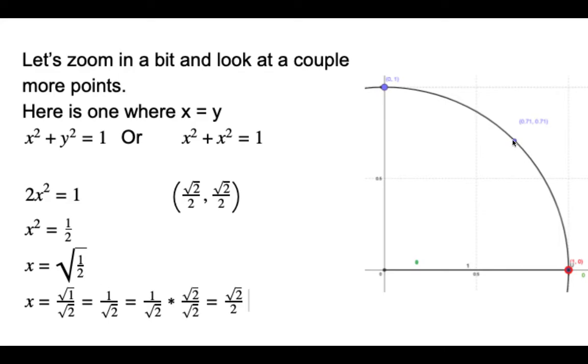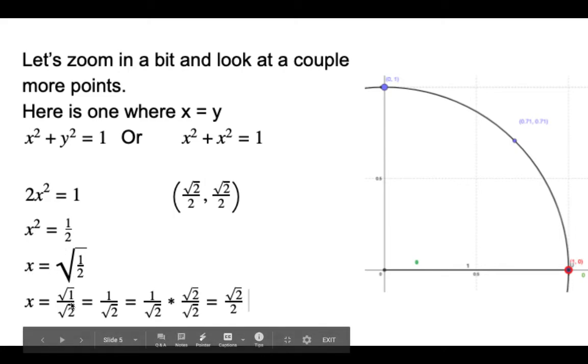Now, one of the points along here, you'll notice that the x and y are equal. They both say 0.71, 0.71. Not sure if you can see that or not. But let's think about that for a second. If x equals y, then x squared plus y squared equals 1, our equation of the circle, then really what that's saying is x squared plus x squared equals 1. We can simplify that a little bit into 2x squared equals 1. X squared equals 1/2.